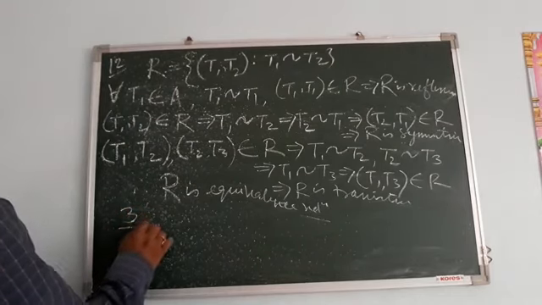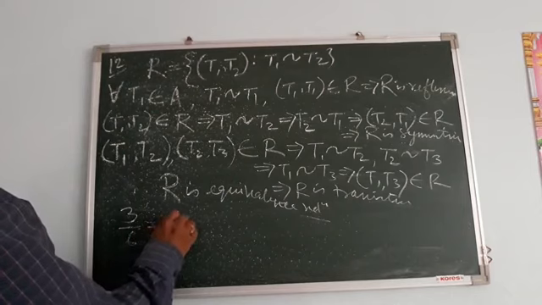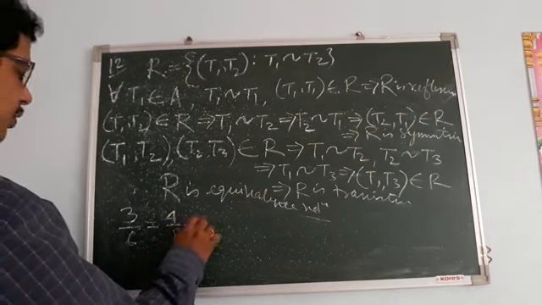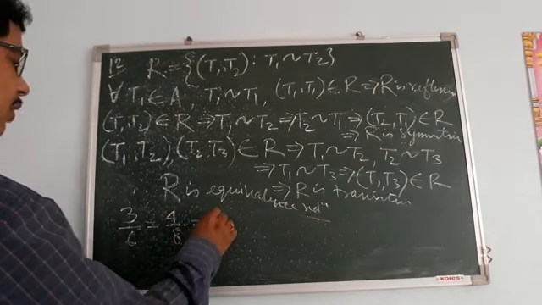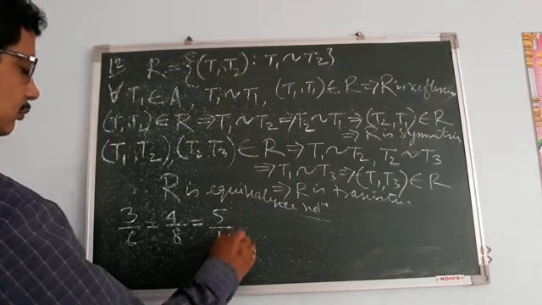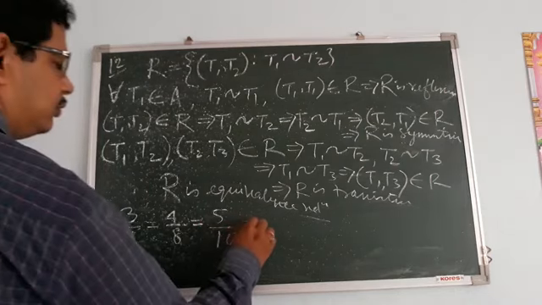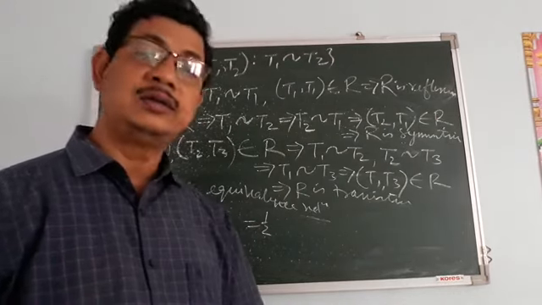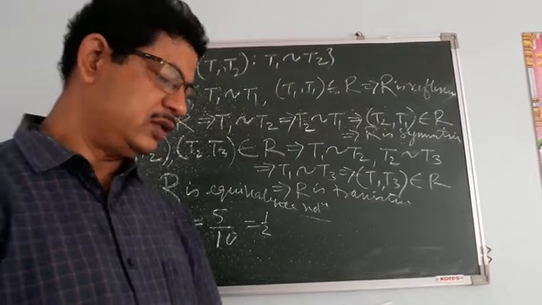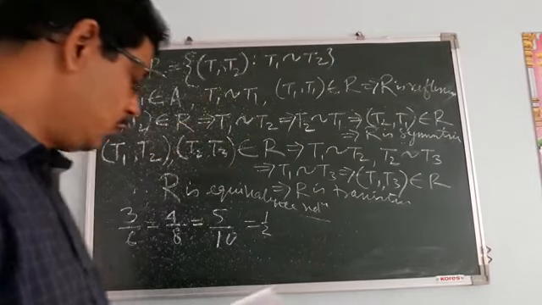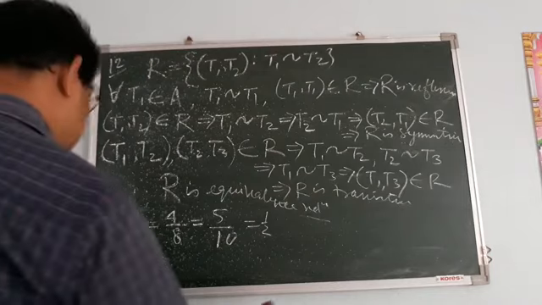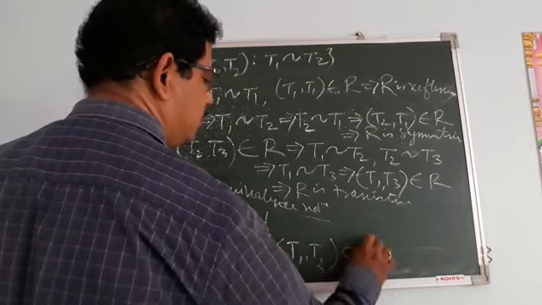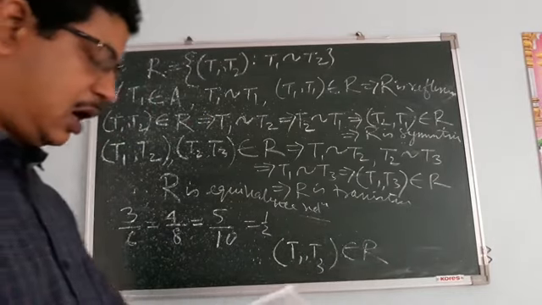3/6 is equal to 4/8. 3/6 is half, 4/8 is half, and 5/10, all are equal to what? Half. So these 3, 4, 5 are the sides of T1, and 6, 8, 10 are the sides of T3. So of course T1 and T3 belong to R. Therefore (T1, T3) belongs to R. T1 is related with T3 only.